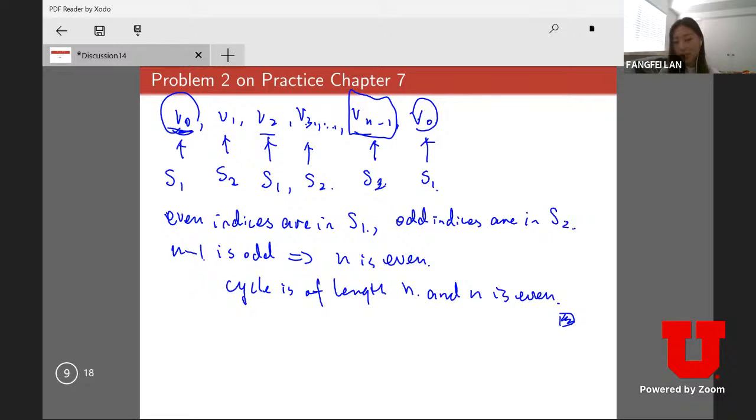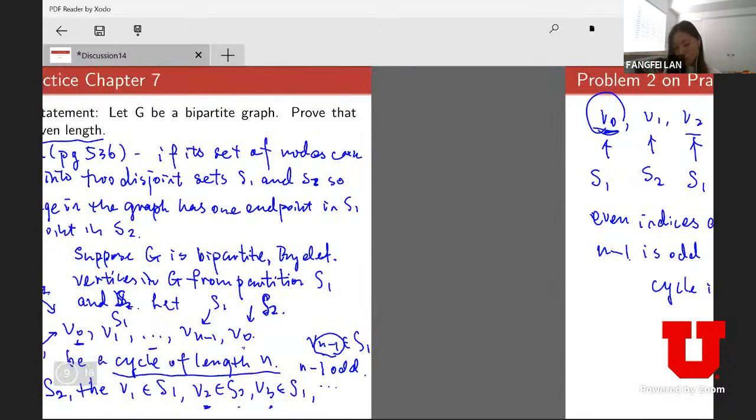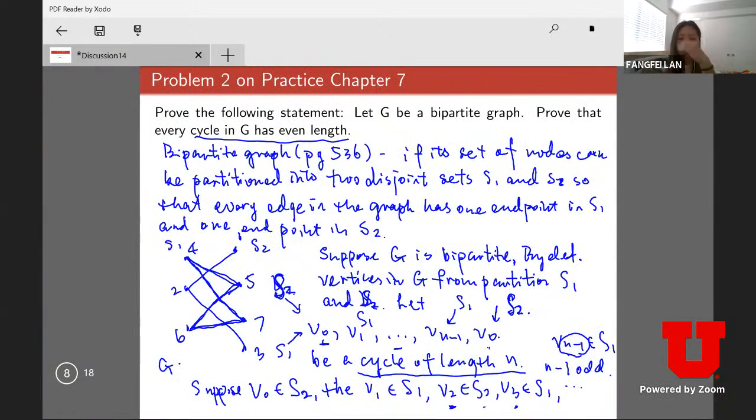Does it make sense? It doesn't matter which one you start with. You just have to know that it alternates. It cannot go from the same set to the set itself, right? You cannot have edges that go inside of S1. It has to go across to S2 and back to S1 and to S2.